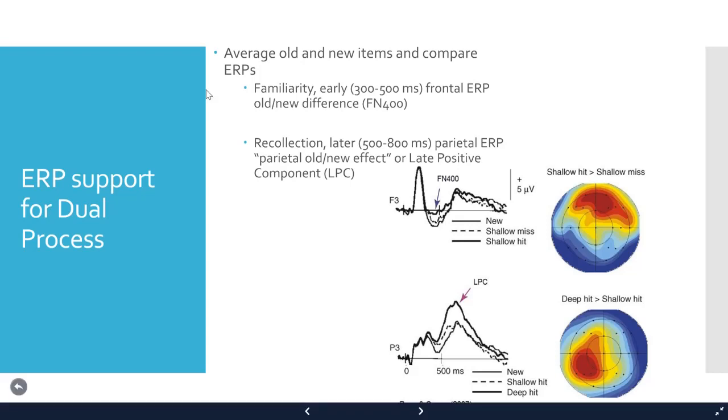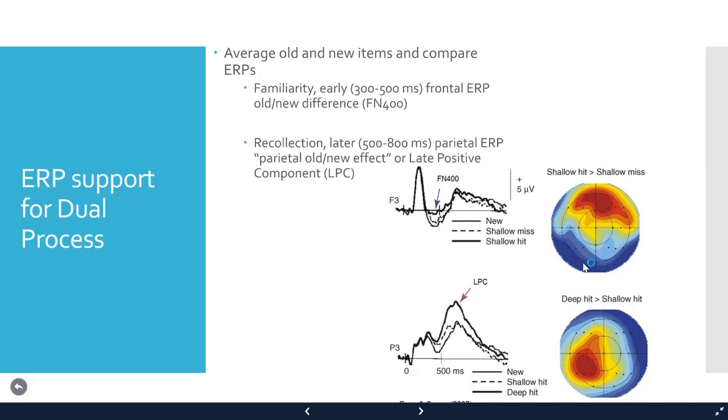To summarize this literature, you can create experimental situations where you're looking at just familiarity, and when you do, familiarity creates an ERP that begins pretty early, 300 to 500 milliseconds, right in this area. We see the FN400 with an arrow pointing to it. It's a frontal ERP, and old is more positive than new, so that's called an old-new difference. It happens right around 400 milliseconds and is frontally located, so it's called the FN400.